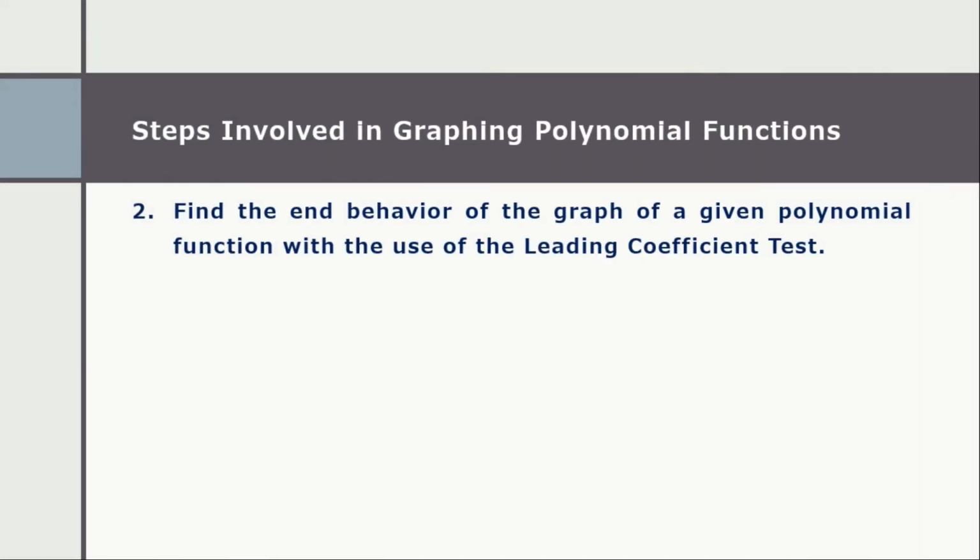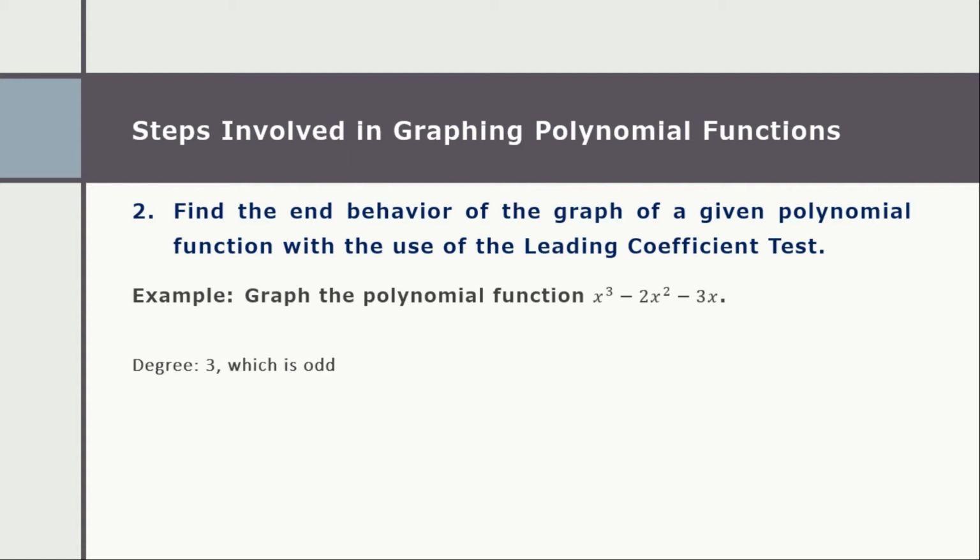Let us identify the end behavior of the graph of the given polynomial function x raised to 3 minus 2x raised to 2 minus 3x. The degree of the given polynomial function is 3, and 3 is an odd number. And the sign of the leading coefficient is positive.